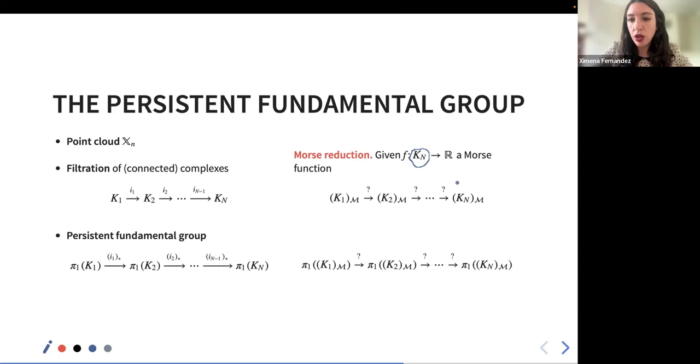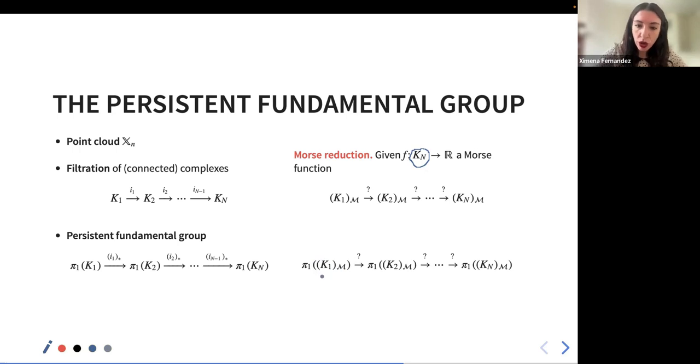So once you have defined this Morse function, you can restrict the function to each of the subcomplexes in your filtration, and you still have a Morse function. So you can compute the reduced complex at every level of your filtration. Great. You lose the property of this being a filtration, but it doesn't matter because we're interested in the fundamental group.